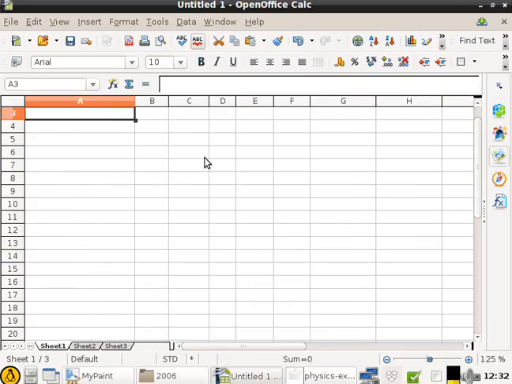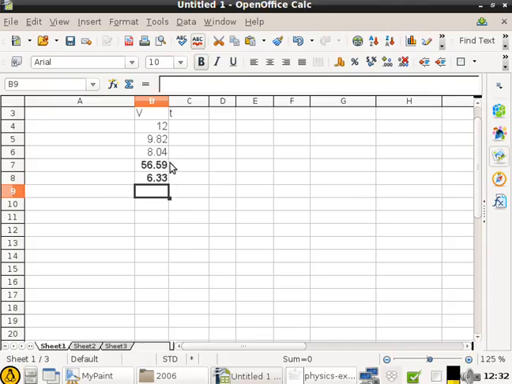Okay, so we want to have, I'll put in the two values here, V and then t. So the voltages are 12, 9.82, 8.04, 6.59, 6.33, 6.08, 5.85, and then 5.62.